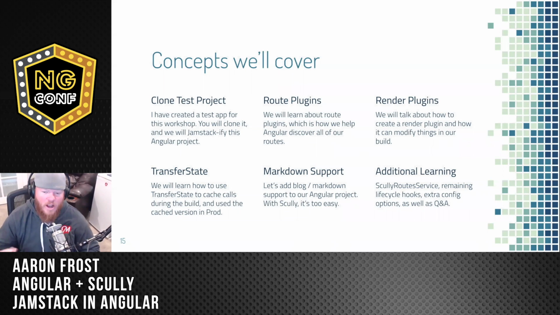So I'm going to cover some concepts today in this workshop. How am I doing on time? I've got a little less than 40, about 35 minutes left. Okay. I'm not going to have you clone the projects. I'm just going to show you the links. I'm going to teach you how to do router plugins. Router plugins are how you help Scully find all your routes. Remember I said there are two steps: you find all the routes, and then you pre-render all the routes. Sometimes you need to help Scully find all the routes, and sometimes you need to help it pre-render all the routes. And we have plugins for both of those, okay?